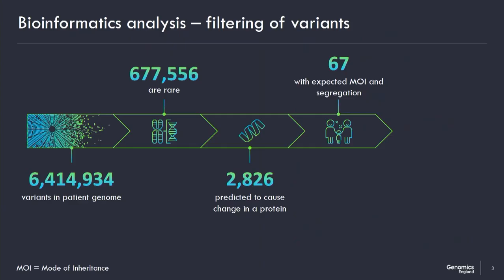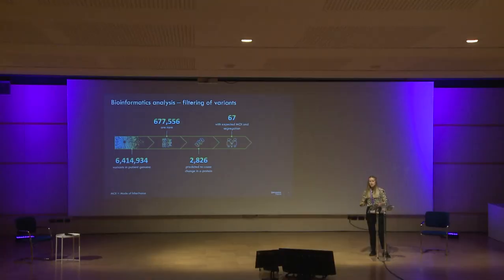The way that this works, so when a patient undergoes whole genome sequencing, millions of variants are produced, the majority of which will have nothing to do with their condition. So we want to filter out variants that are highly unlikely to be causing their condition. So we will filter out variants that are common in the general population, synonymous variants, and also variants that don't follow the expected mode of inheritance or segregation pattern.